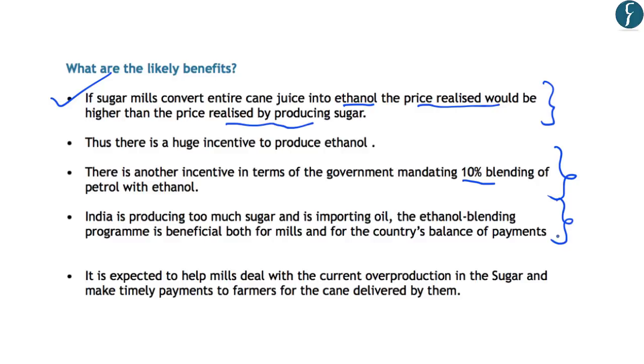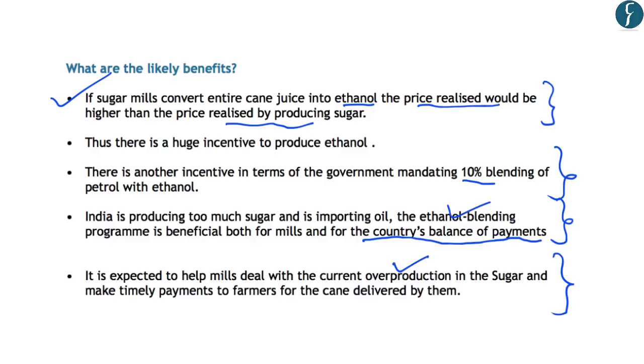Further, as we know that India is an oil importing nation, this ethanol blending program will benefit the sugar industry because the prices of sugar are likely to increase as the mill owners will produce less sugar now. And secondly, as India is an oil importing nation, if the ethanol is blended into the petrol, the demand for oil will also decrease. And that will help India in reducing its dependence on oil imports and will also be beneficial for the balance of payments of India.